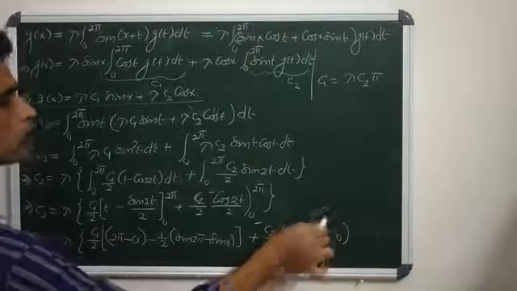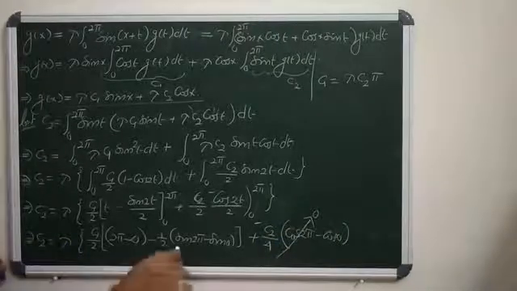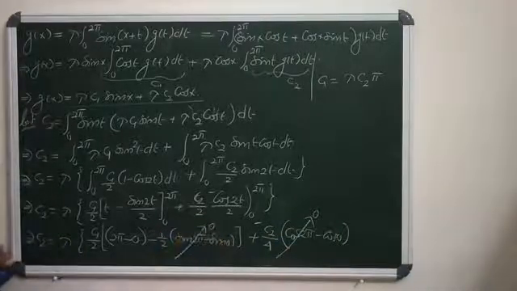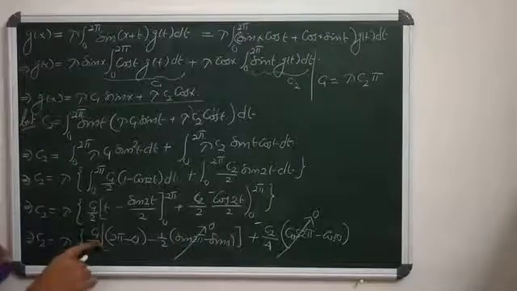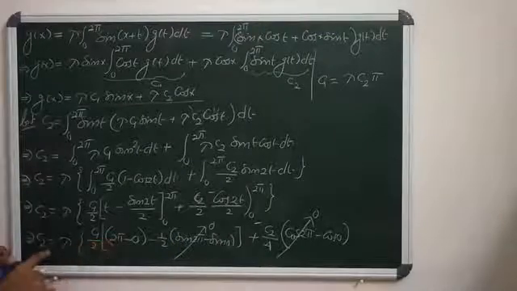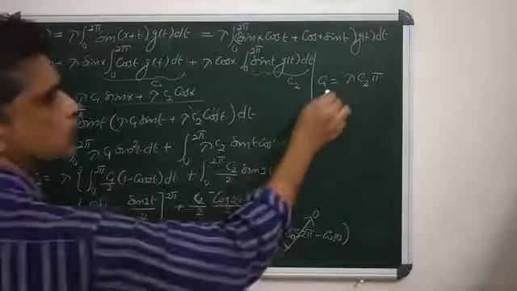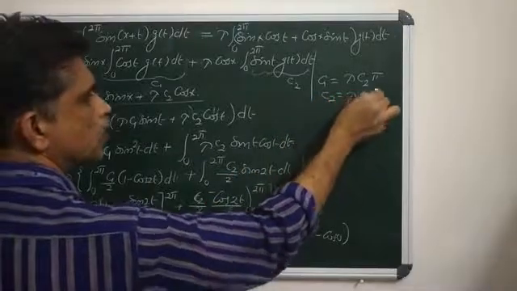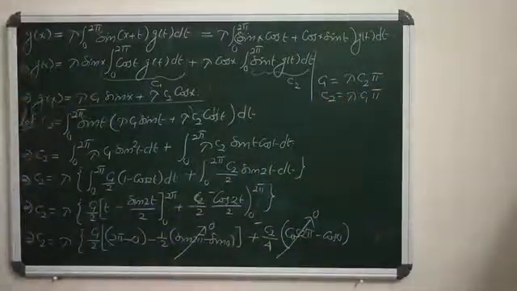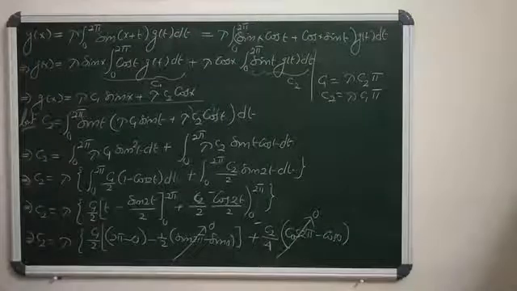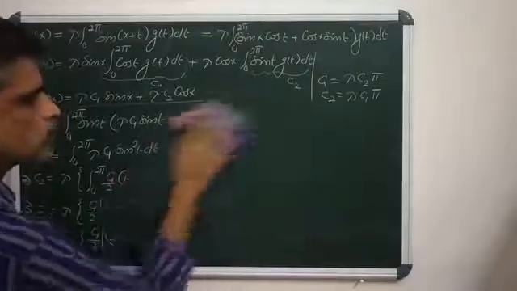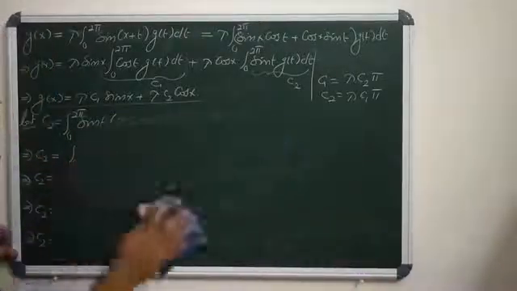Cos 2 pi is 1, cos 0 is 1, so cos 2 pi minus cos 0 is 0. Sin 2 pi is 0, sin 0 is 0, this also goes to 0. What remains here? 2 and 2 cancel each other. So C2 equals lambda C1 pi. So there are two linear equations which involve C1 and C2, and there are two constants, lambda and pi.